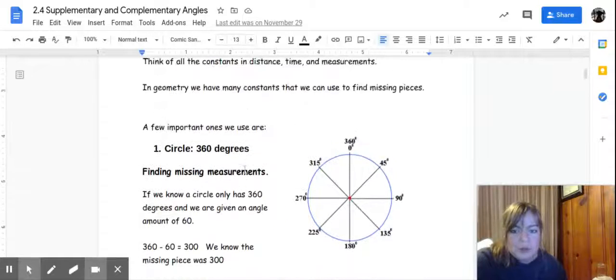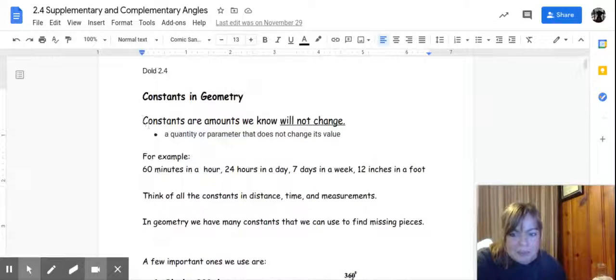So we're talking about these constants. And a constant is something that is there constantly. Something we know of for sure. There are 60 minutes in an hour, 24 hours in a day, all of your measurements. All of these are constants.